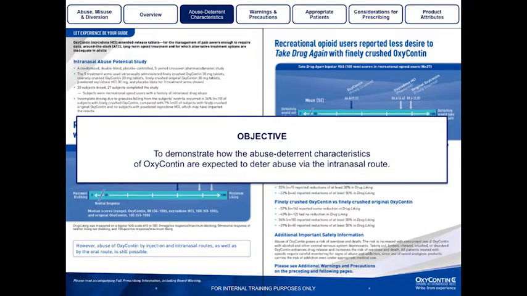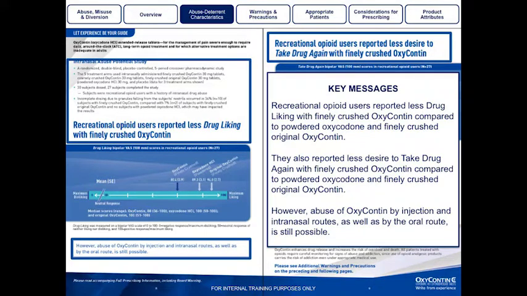The objective of this spread is to demonstrate how the abuse-deterrent characteristics of OxyContin are expected to deter abuse via the intranasal route. Key messages to deliver here are that recreational opioid users reported less drug liking with finely crushed OxyContin compared to powdered oxycodone and finely crushed original OxyContin. They also reported less desire to take drug again with finely crushed OxyContin compared to powdered oxycodone and finely crushed original OxyContin. However, abuse of OxyContin by injection and intranasal routes as well as by the oral route is still possible.